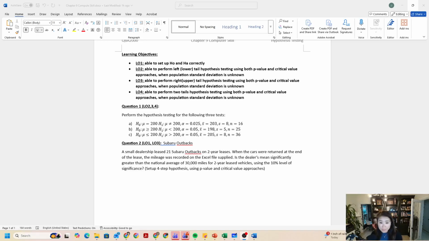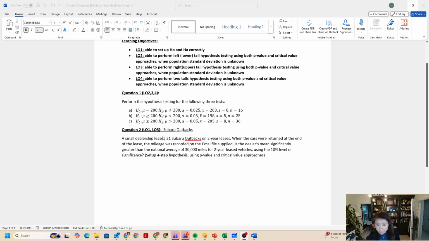Okay, so this is the second computer skill lecture for this chapter. We're going to look at a business case called the Subaru Outbacks. In the previous video, we already learned the technique of how to do the two-tail test, left tail, and right tail test. For this one, we just apply those steps to answer a business problem.